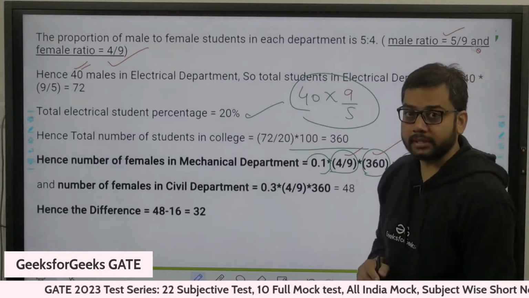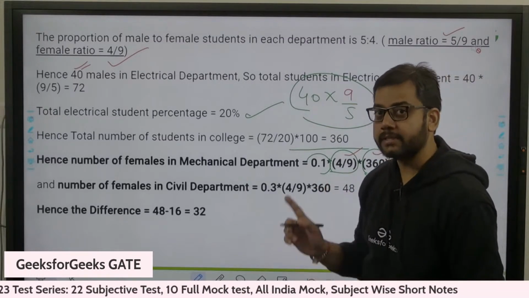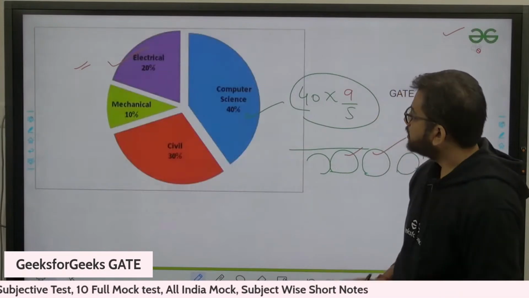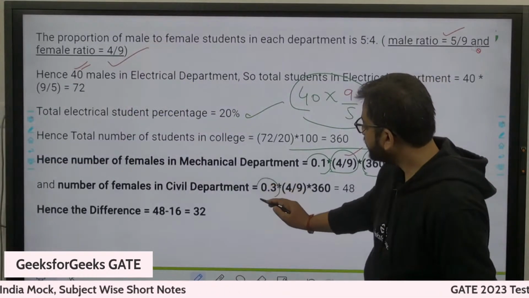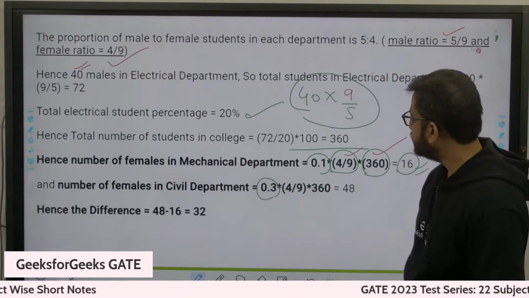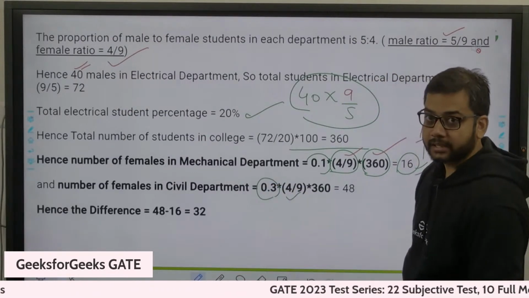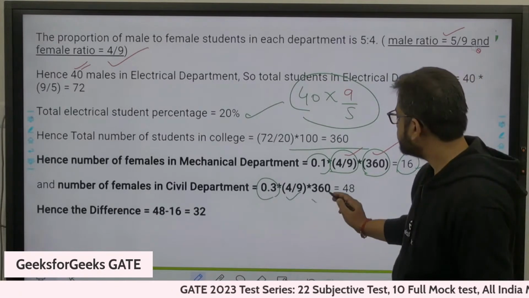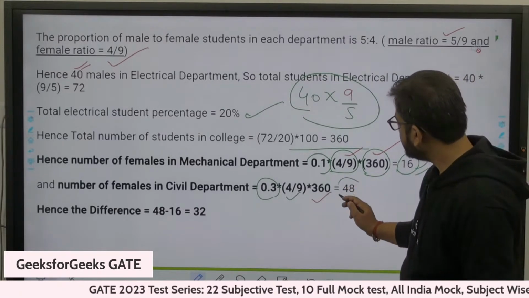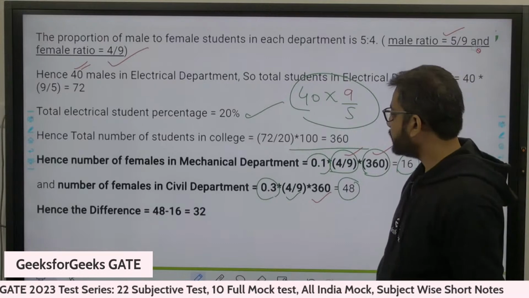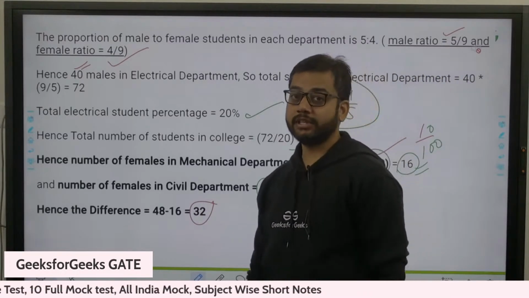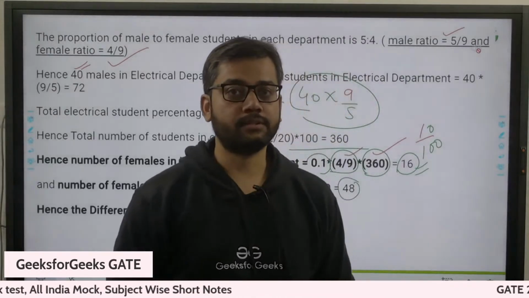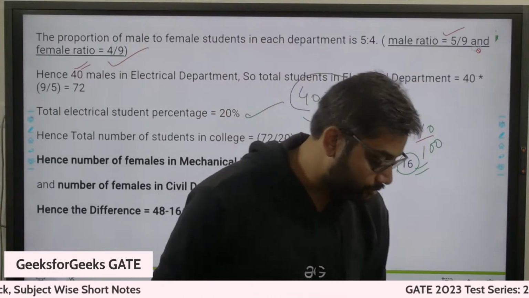Again for the civil department, again the civil department female candidates, check, civil has 30%. So 0.3 or write 30/100. 4/9 is depicting the number of females, and this is the total students. This will give you 48. 48 minus 16, this will give you 32. This is your final answer. Tricky nahi tha, theek hai, lengthy question tha. Don't just misunderstand this.